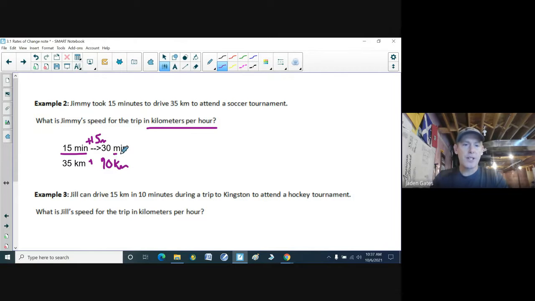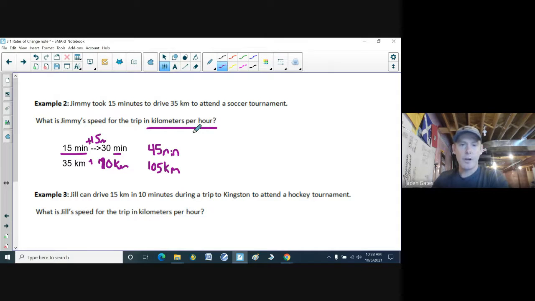But we want up to 60 minutes because we want to know how fast you can travel in 1 hour. So I add another 15 minutes. And so I'm at 45 minutes. So I'm adding 15 minutes on the top, 35 kilometers on the bottom. That's a 70, by the way. There we go. So if I add 35 kilometers to 70, I am now at 105 kilometers.